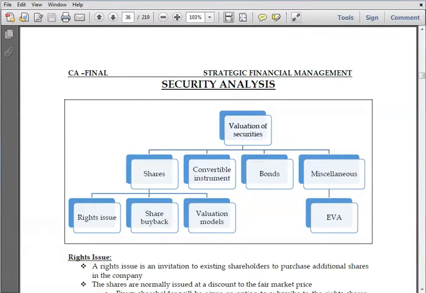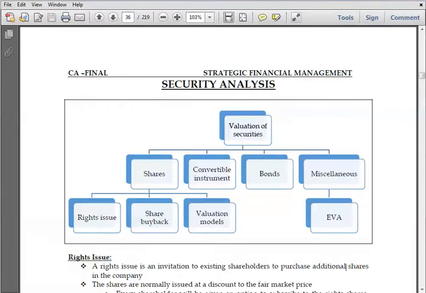Now I'll specifically come to bonds and shares in some time. We'll first start in shares with a small area called rights issue. Then I'll go to share buyback, and then we do something called valuation models. There are different valuation models. Some of them you've already learned. Walter's is one valuation model. Gordon's is another valuation model. Apart from that, I'll introduce a few more valuation models called the free cash flow model and the earnings growth model. So all of those will get introduced.